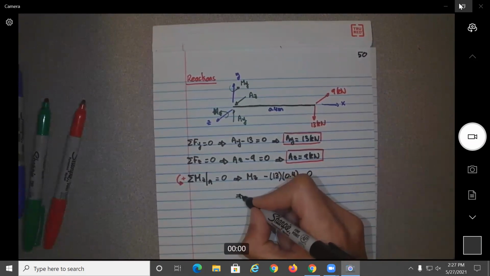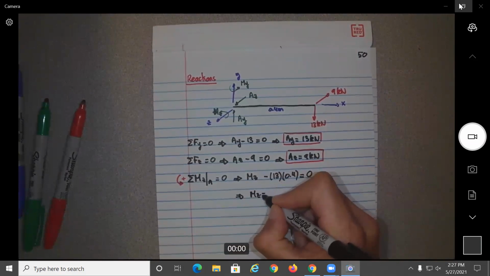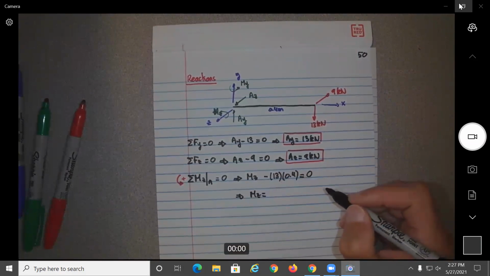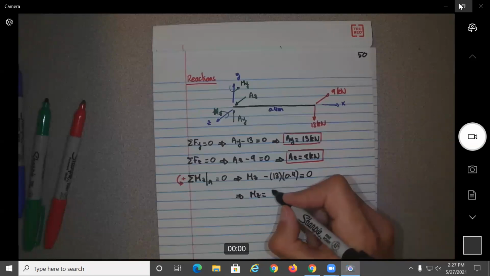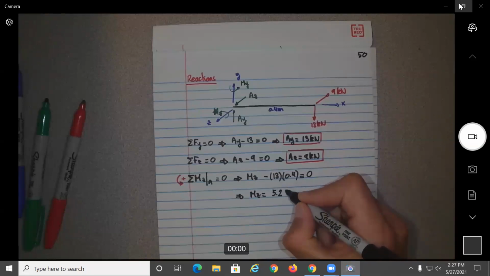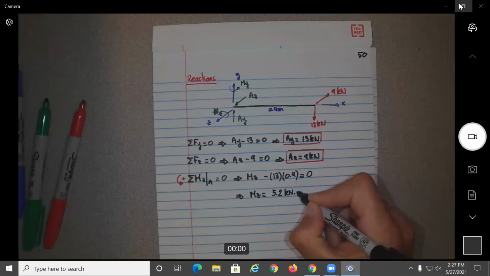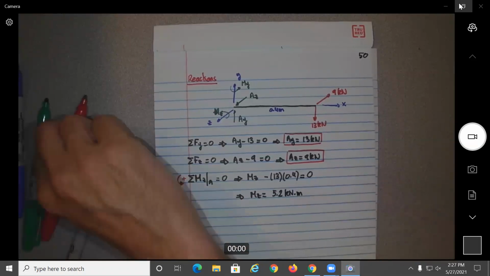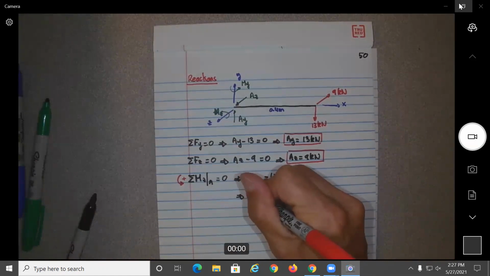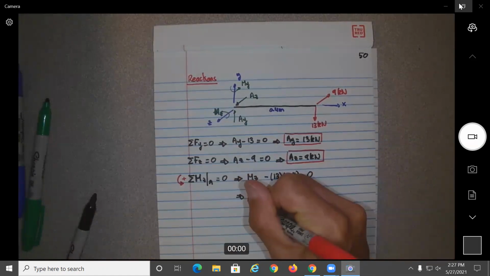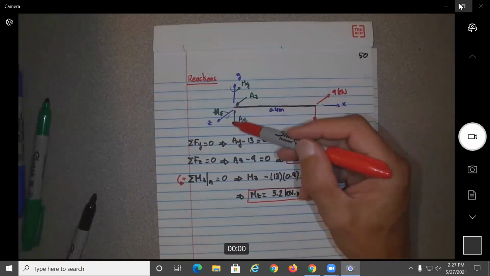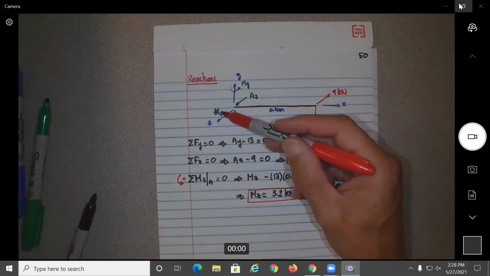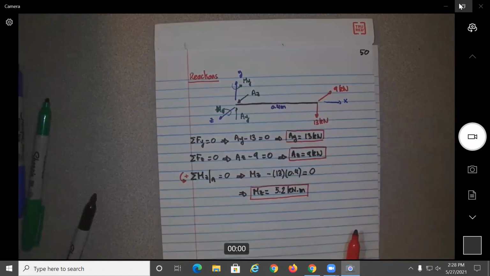So we'll have M of z equal to 5.2 kilonewtons per meter. Let's check the sign for a second. This is going to create a moment going down, and this should be going up to counter-react it. Which is the direction that I did. So okay, that's correct.